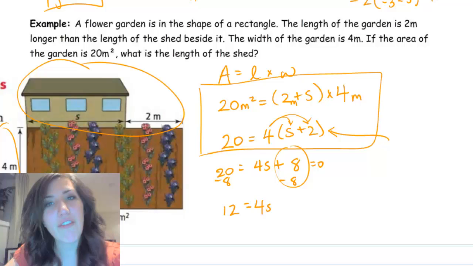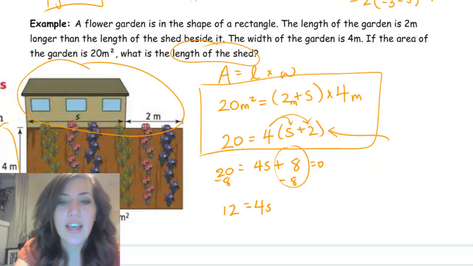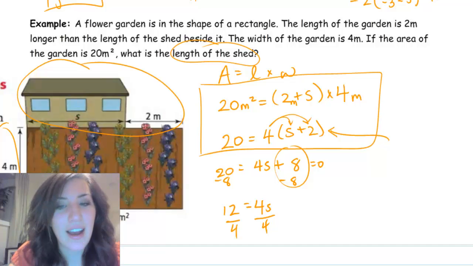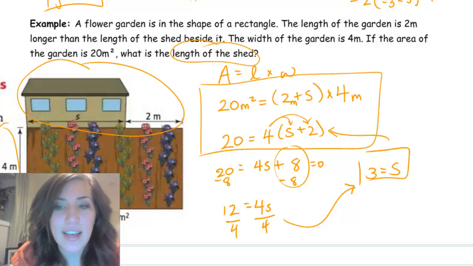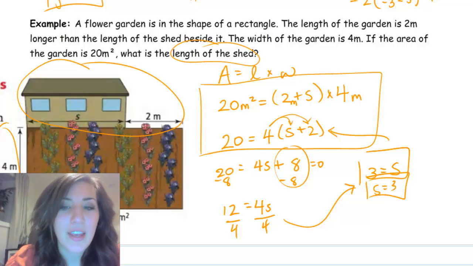Now to get rid of that 4 and get s all by itself, because the question said what's the length of the shed, so we want to figure out s here, we're going to divide both sides by 4. 4 goes into 12 3 times, so 12 divided by 4 is 3 equals s, or s equals 3. Another way that you can say that is with words, the shed length is 3 meters.